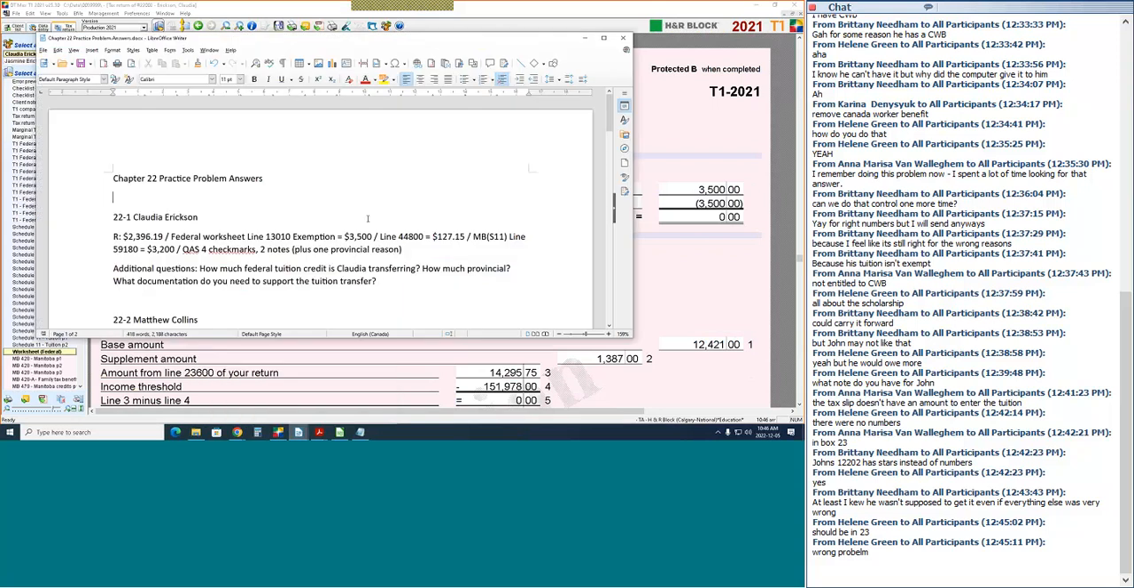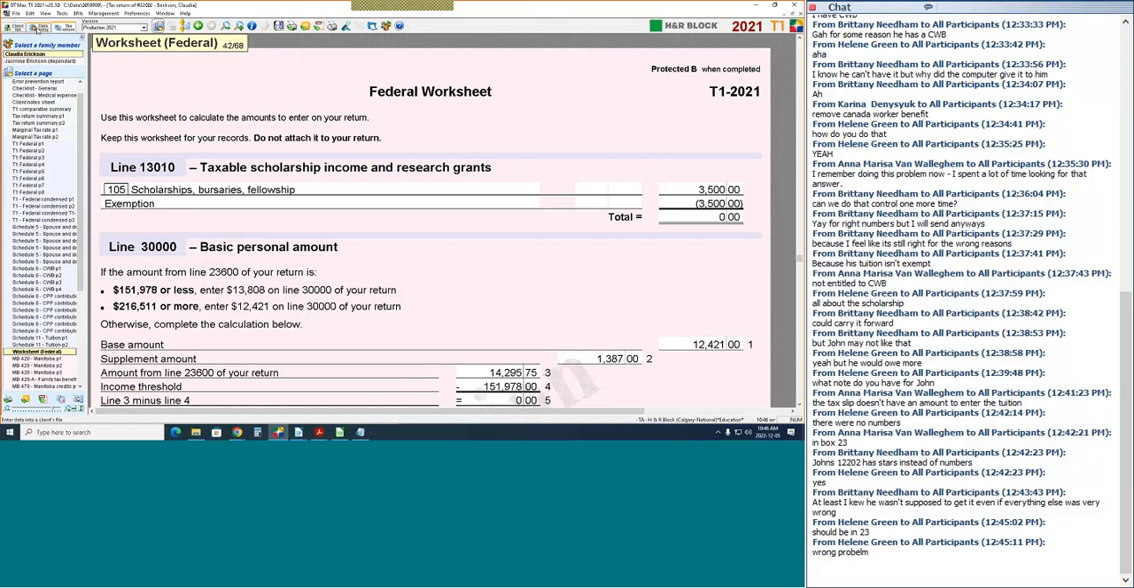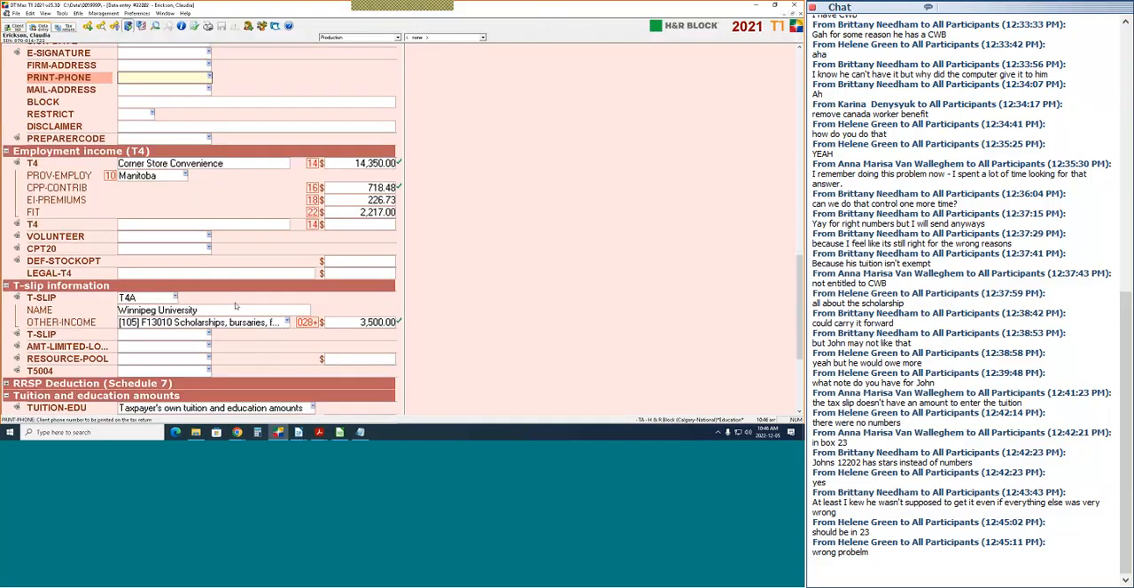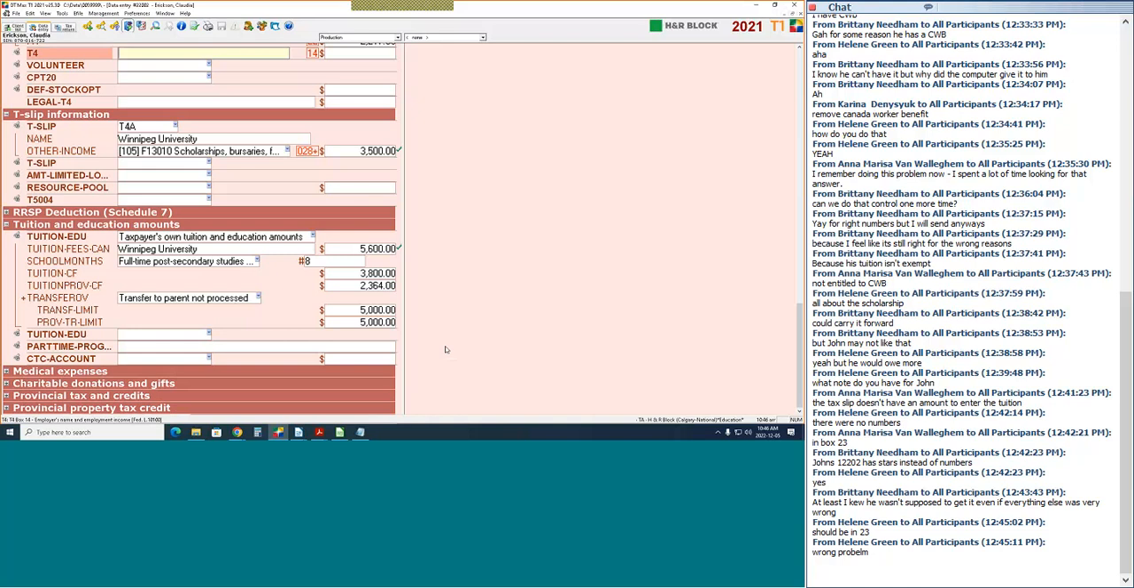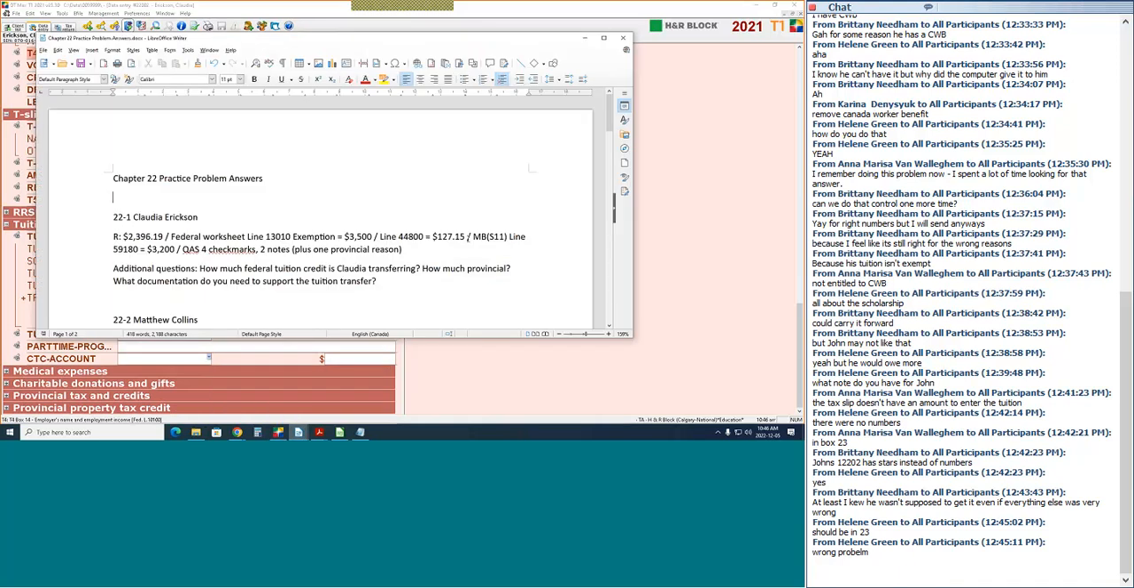The other things that I wanted you to note on that one: she wanted to do the transfer to her parents. We're not going to connect the parents to a file because we don't have their permission to do that. And she's a dependent. We would have to clone in order to do that, which is not ideal. So all I have to do there is transfer to parent not processed, and transfer the amount that I want to choose. In this case, she's going to transfer 5,000 federal. She's going to transfer the same provincial. What documentation would I need to have in my file before I do that transfer?